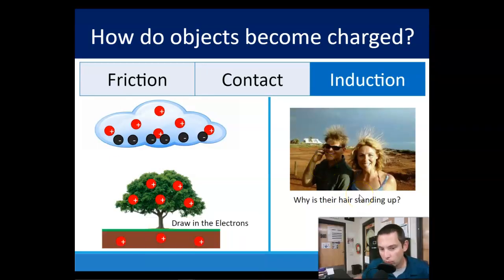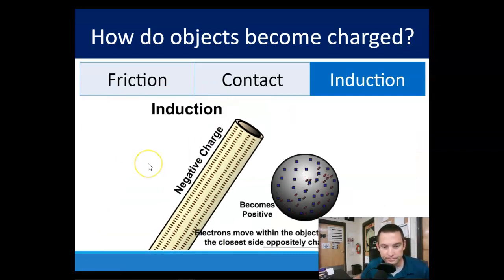And the final way would be through induction. And induction happens without contact at all. So you can see negative, we have 2, 4, 6, 2, 4, 6. We have a neutral cloud, but the negative charges are hanging out lower in the cloud. So that means in the ground, the electrons are going to stay away from the negative. Right? So the ground becomes positively charged, and the cloud is negatively charged.